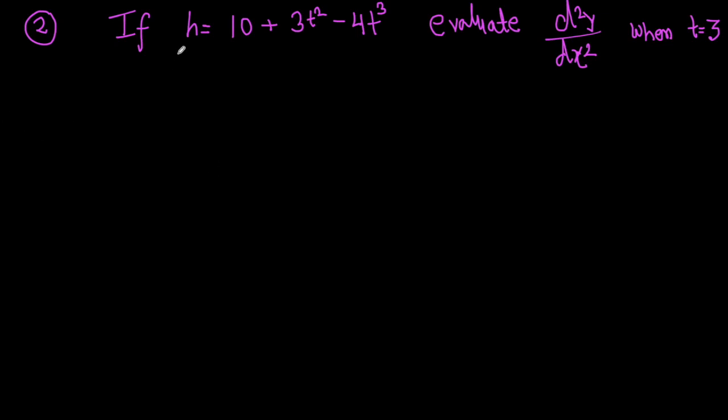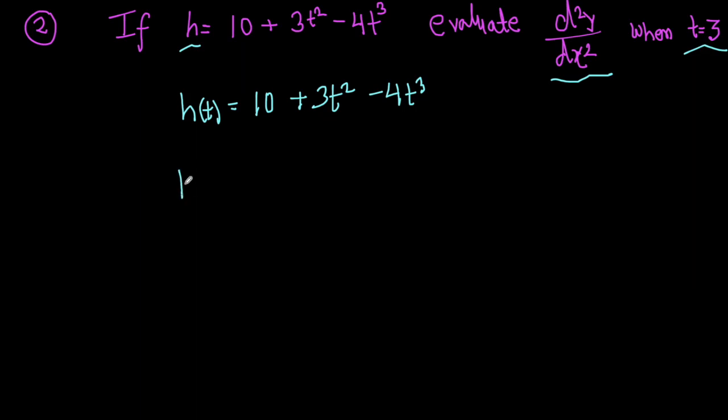Now the function here is not given in the form of f or y, they have written h is a function. So I can write h of t, and there is no x, because the function h depends on t only, so this will be the proper way to write the function. Now what we have to do, let's see. We have to evaluate the second differentiation and find its value when t equals 3.